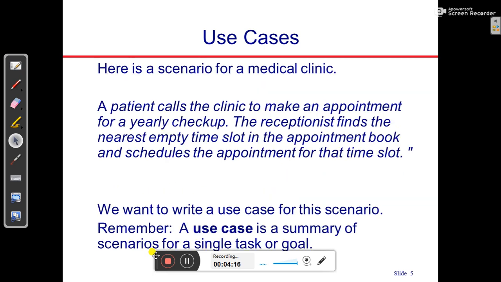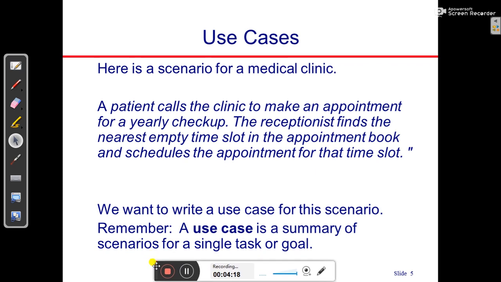Suppose here is one scenario. A patient calls the clinic to make an appointment for a yearly checkup. The receptionist finds the nearest empty time slot in the appointment book and schedules the appointment for that time slot. So now we want to write a use case for this scenario.